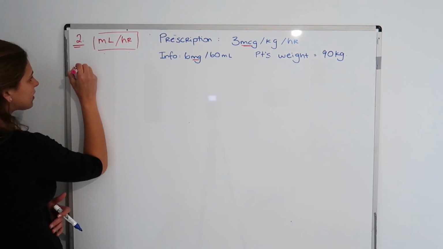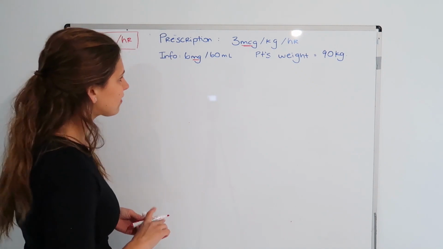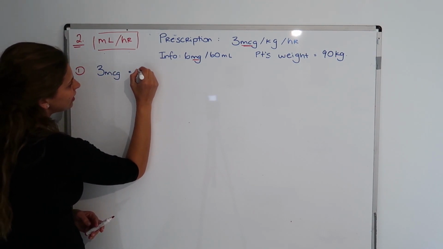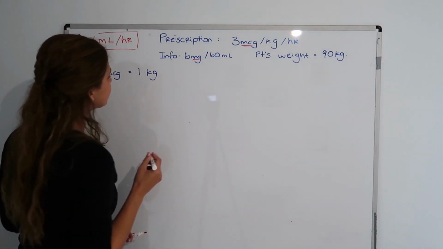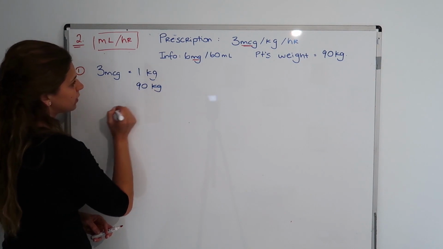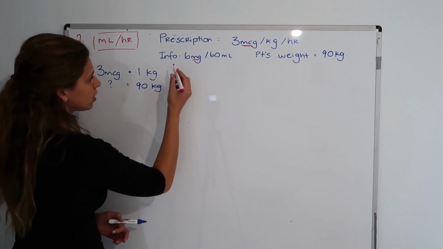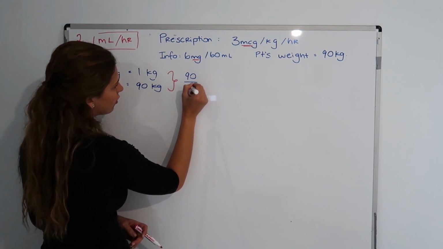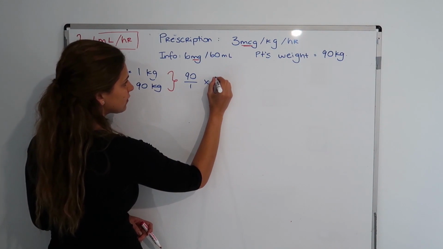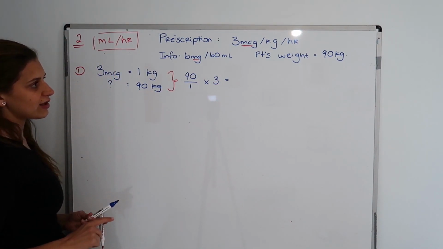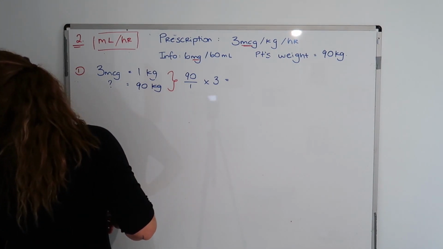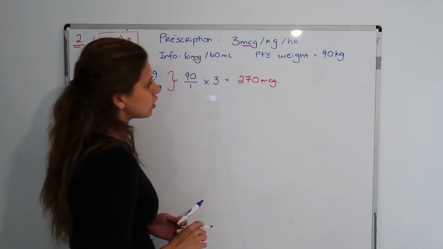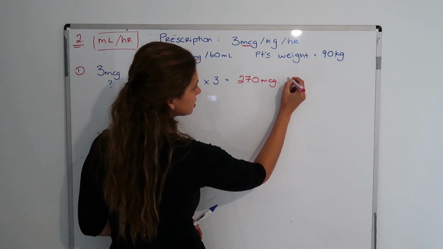So, step number 1 is what? Step number 1 is the weight. Get rid of the weight. So, we will give our patient 3 micrograms for every kilo that he has, and our patient is 90 kilos. So how many micrograms are we going to give him? Switch and multiply. So switch the two values, you will get 90 over 1, good, times 3, multiplied by the single value. And this will give you, let's see, 270 micrograms. So you will be giving your patient 270 micrograms per hour.